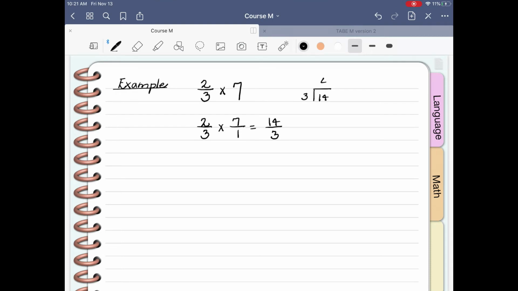3 into 14 is 4. 4 times 3 is 12, with 2 left over. So I'm going to need to buy or make 4 and 2/3 cups of finger paint to have enough to share that paint equally among all those kids.